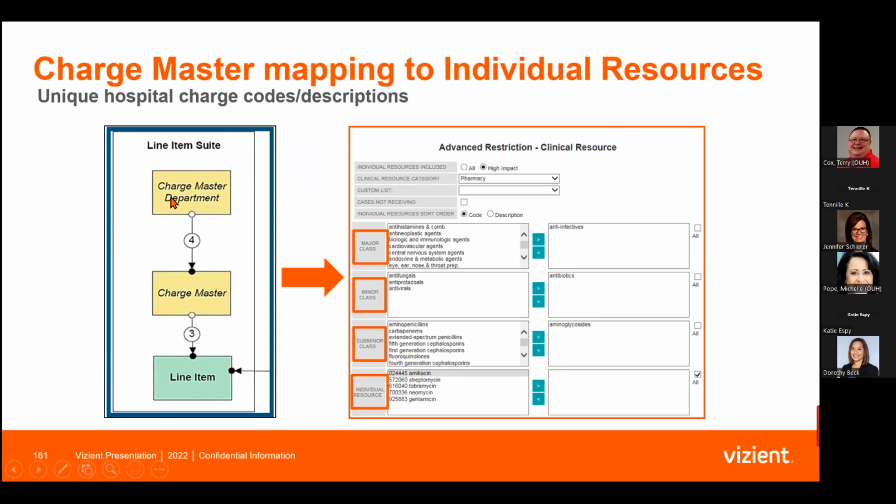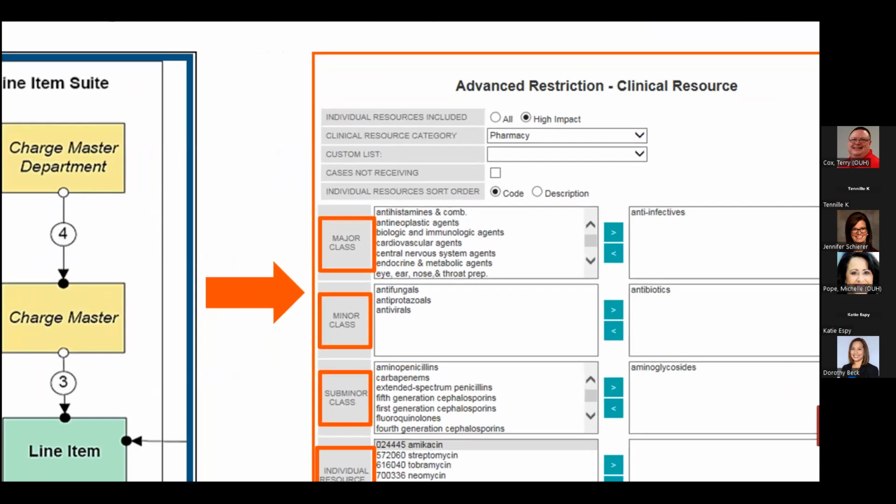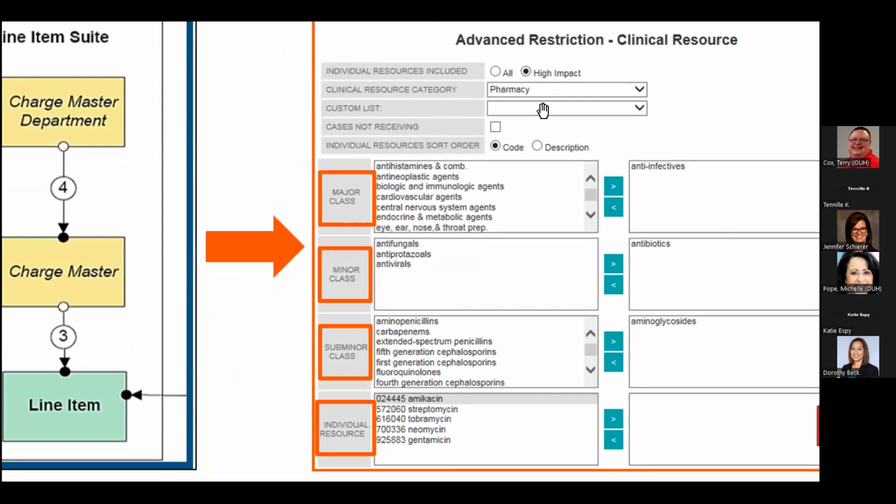And then for the next one, Jen, this is how you're going to see it in the CDB. Over here on the right is how you will go to your advanced restrictions and then clinical resource category. When you click on where pharmacy is, you'll see the 8 buckets. This one is filtered into pharmacy. There are major classes, minor classes next to it, then sub-minor classes, and then the individual resource. In this example, we're using the major class of anti-infectives, then antibiotics, and then aminoglycosides. And the bottom part has all the individual resources, or individual drugs.